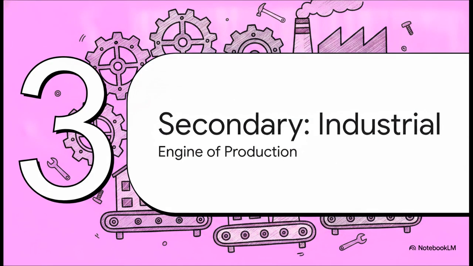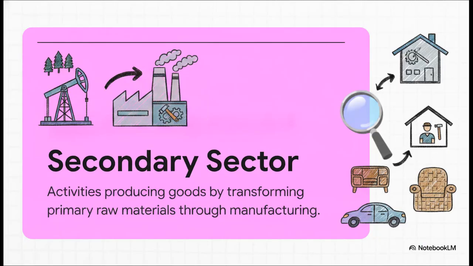Let's move on and see how this builds in Section 3, secondary, the industrial engine. This is where the magic of transformation happens. The secondary sector includes all the activities that produce goods with the help of those raw materials we just gathered in the primary sector. We're taking natural products and turning them into other forms through manufacturing.